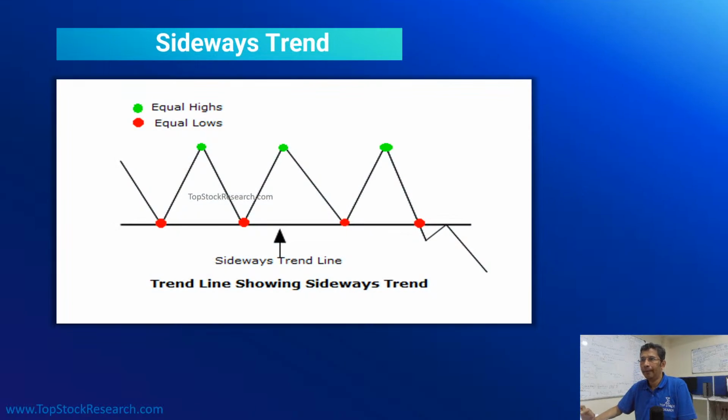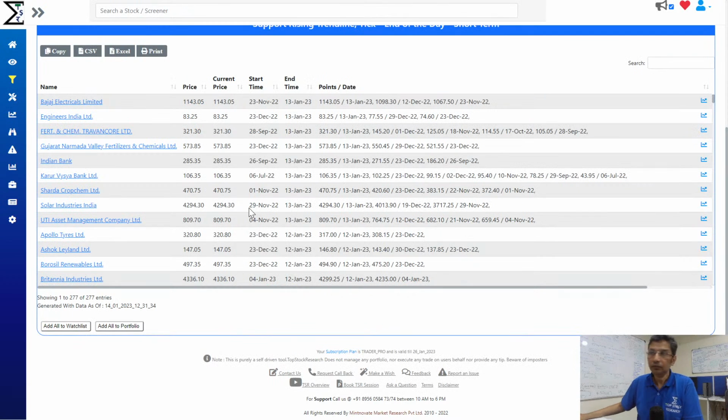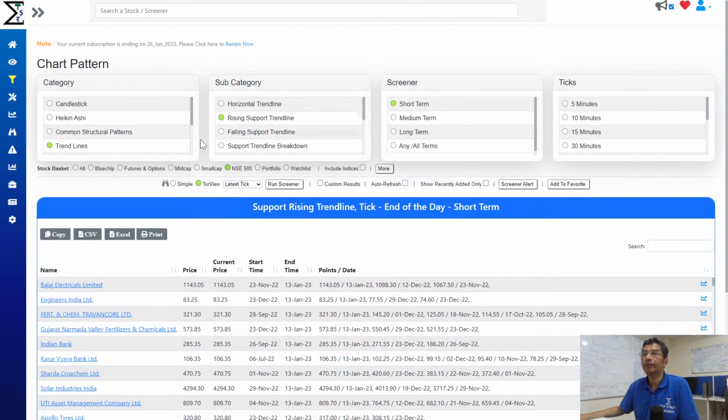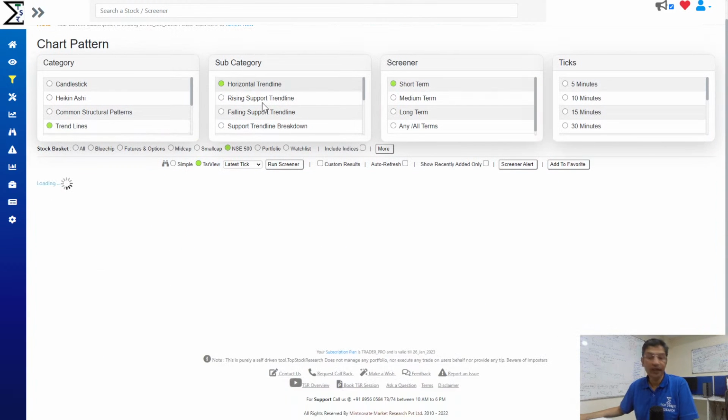Right, sideways. Sideways is consolidation, where the price is moving in a certain range. It moves in that particular range for quite some time. We have an example of sideways just to give you a little more insight about it. So we go into sideways trend. We have pre-screener, and then we'll go into horizontal trend line.